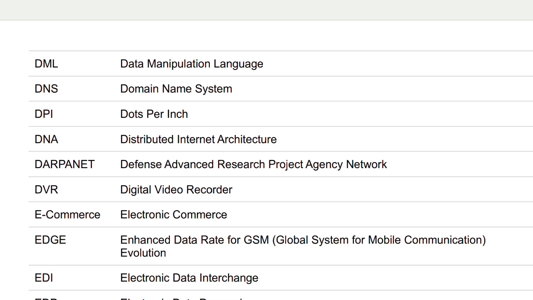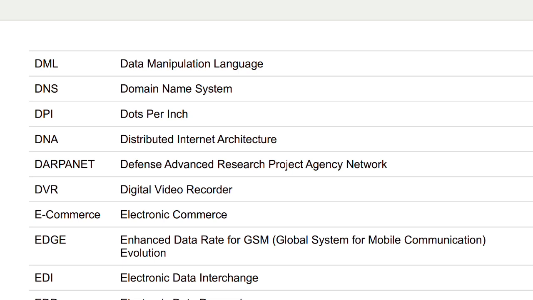Then we have a DNA. In biology, DNA stands for deoxyribonucleic acid. In the computer, DNA stands for distributed internet architecture. Then we have DARPANET. It stands for Defense Advanced Research Project Agency Network. Then we have DVR, Digital Video Recorder.